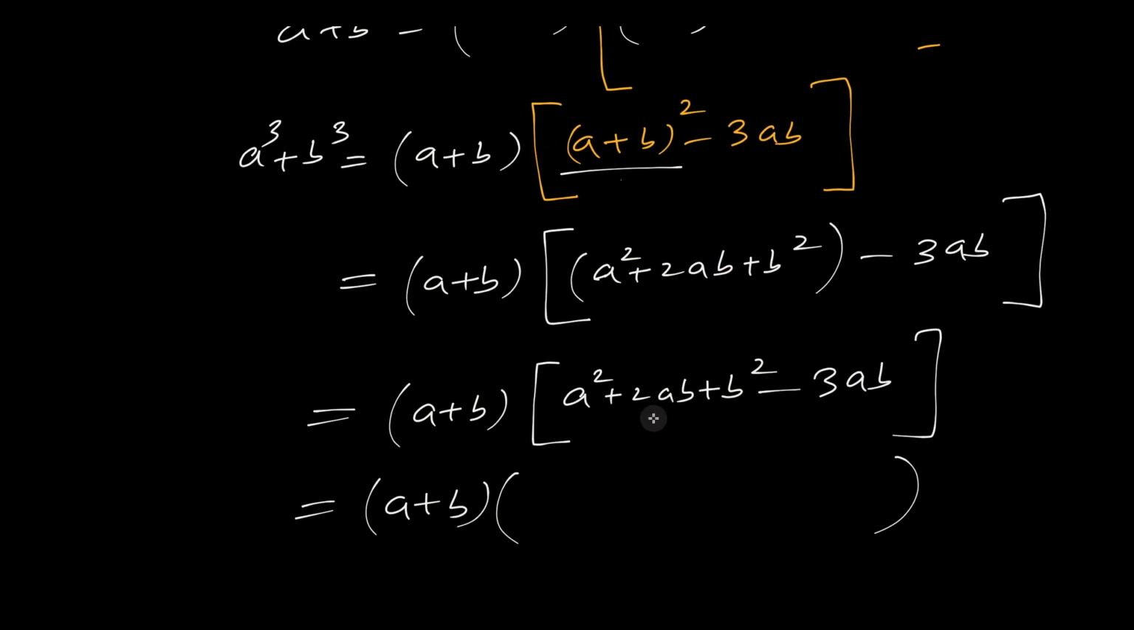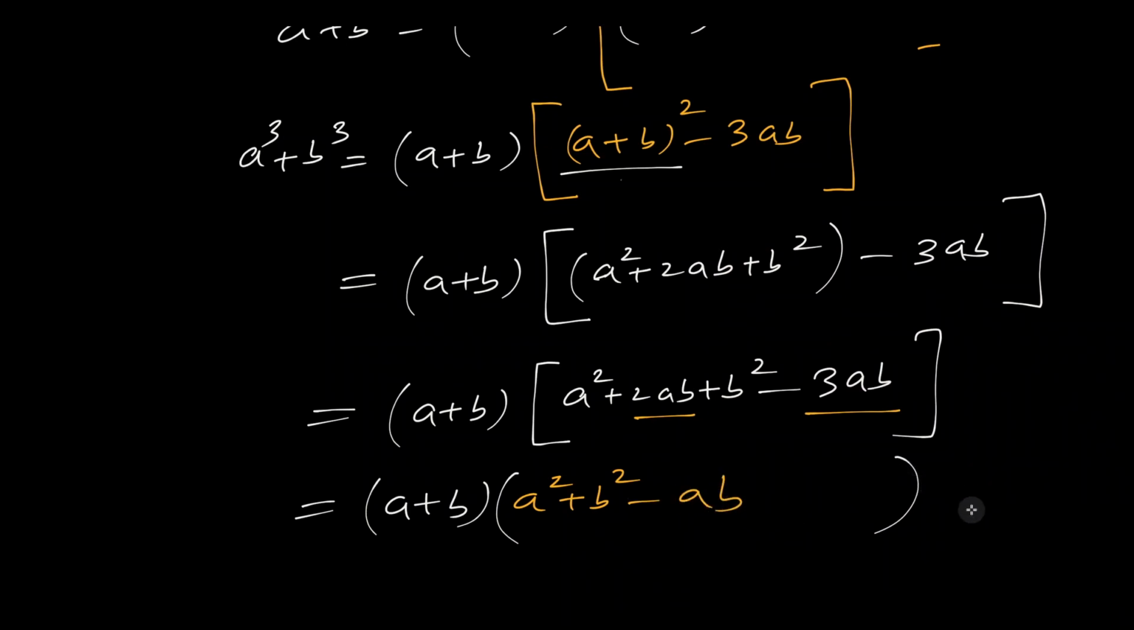We know this is the same kind of variable, 2ab, and here also it is ab. How can we subtract? Plus 2ab minus 3ab. What will be the result? Okay, first I'm going to write a square plus b square. This is going to be a square plus b square. Now plus 2ab minus 3ab, what is it? It is going to be minus ab.